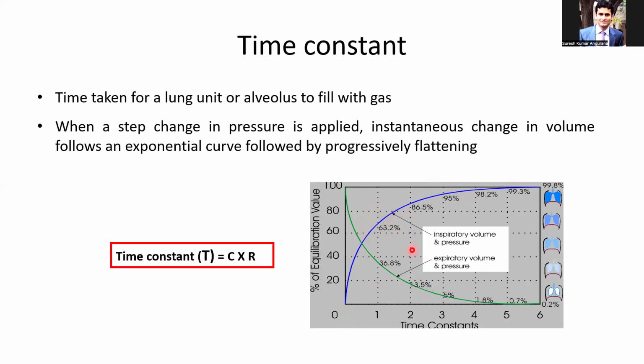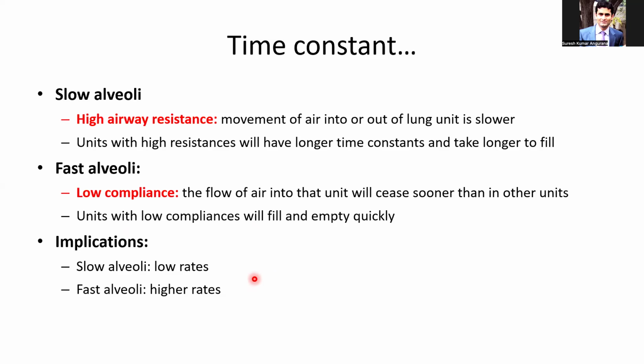And if we increase the time constant to 2, 3, 4, the percentage changes to 86%, 95%, 98%, and 99%. So it requires 3 to 5 time constants for a lung or alveolar unit to completely fill with gas or completely empty of gas. The time constant is given by the formula compliance times resistance.